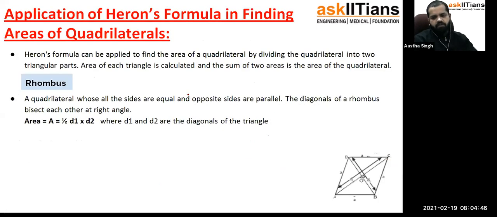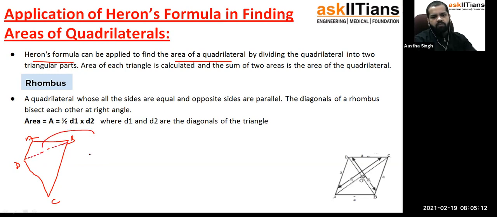Okay, so application of Heron's formula in finding the area of a quadrilateral. Heron's formula can be applied to find the area of a quadrilateral by dividing the quadrilateral into two triangular parts. Any quadrilateral, say ABCD, has four sides, but if you join any diagonal, it can be broken into two triangles, right?